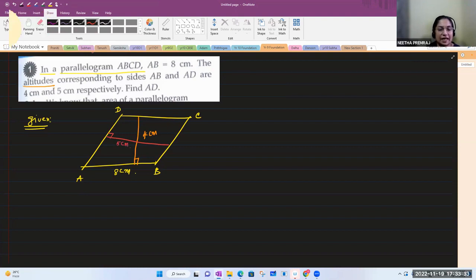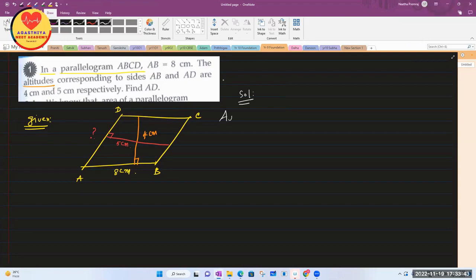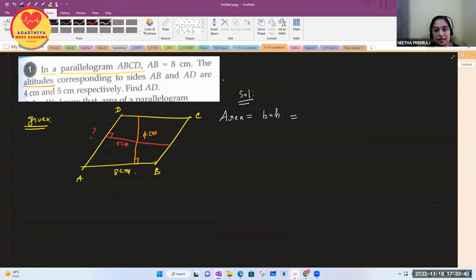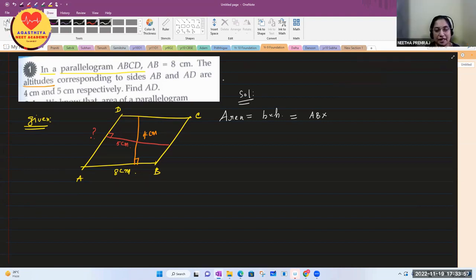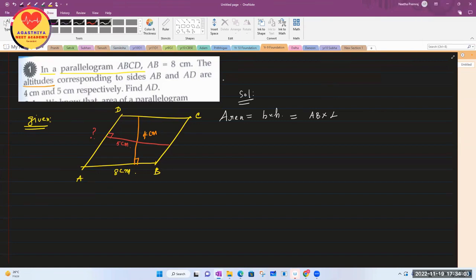Find AD. That is the question. Solution. What is the area of a parallelogram? Base into height. If I keep AB as base, what is the height? See the figure. It is 4. Base is AB and height is 4, isn't it?